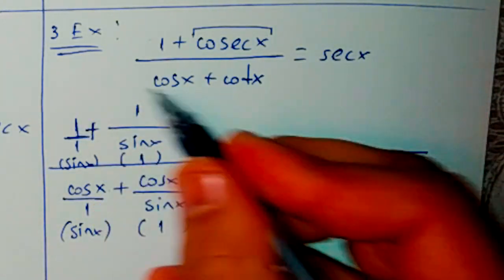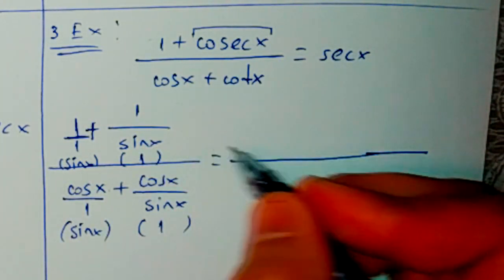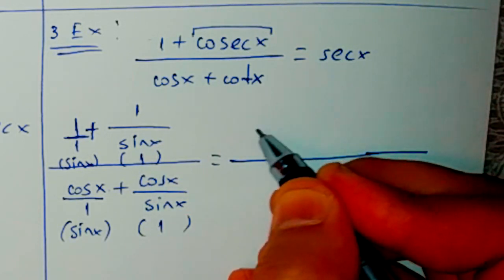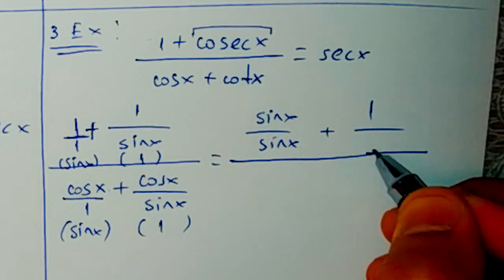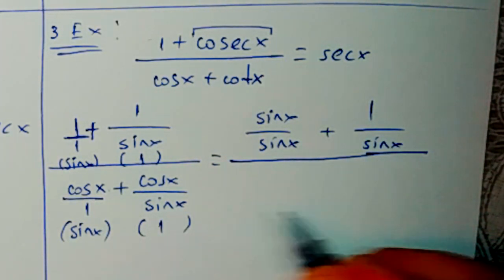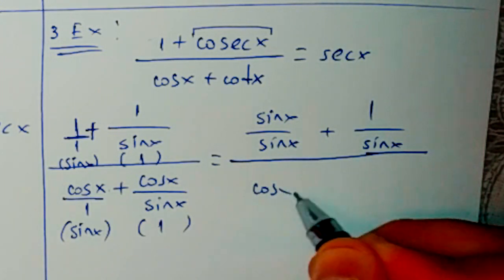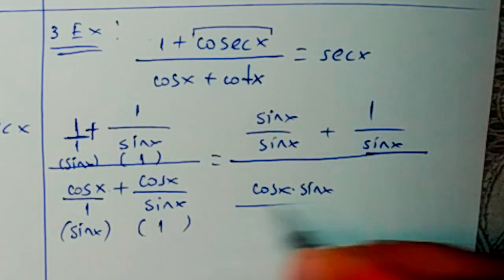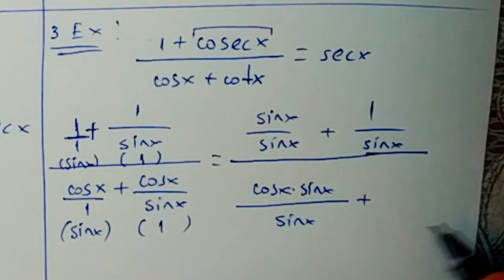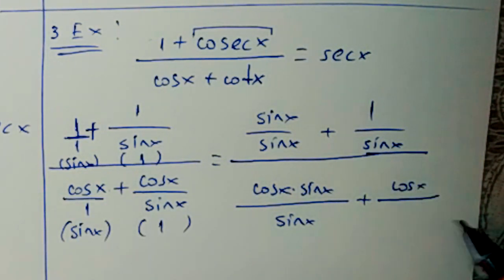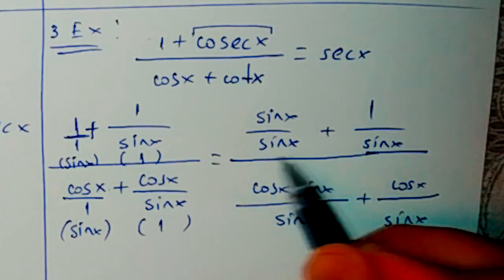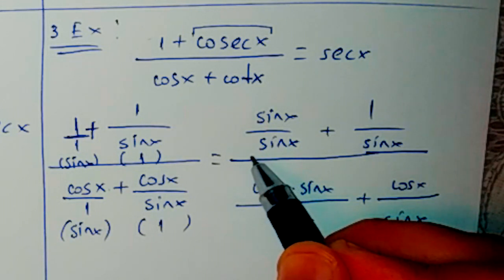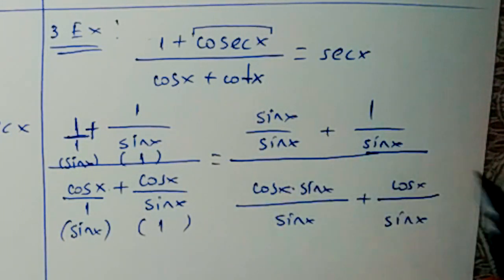On the upside of this big expression, I will get sine x over sine x plus 1 over sine x. On the downside, I get cosine x times sine x over sine x added to cosine x over sine x, without any change. And here I got equal denominators too.